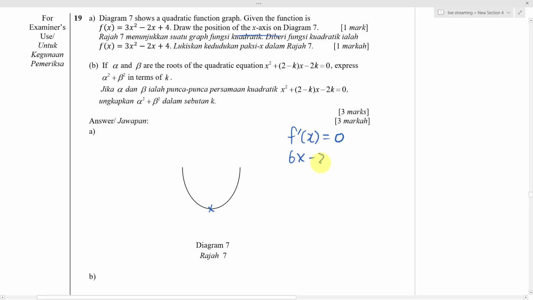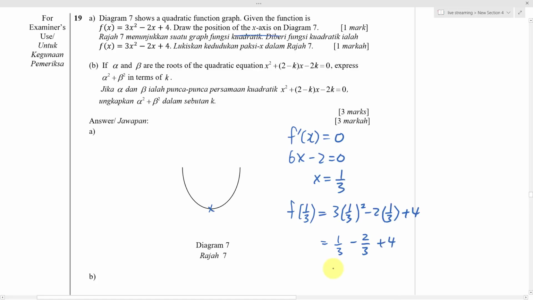Okay, so I will get 6x minus 2 equals to 0. x equals to 1 over 3. But the x value doesn't help me to find my x-axis. I need to know my y value. So I will do f(1 over 3). Then I will get 3 (1 over 3) squared minus 2 (1 over 3) plus 4. So this one is 1 over 9 times 3, that is 1 over 3, minus 2 over 3 plus 4. Negative 1 over 3, plus 12, is 11 over 3. Okay, so therefore the minimum point here is (1 over 3, 11 over 3).